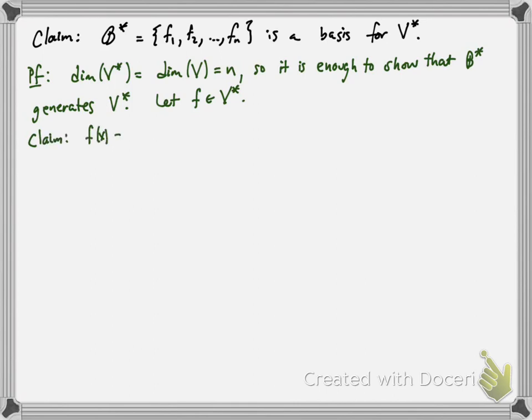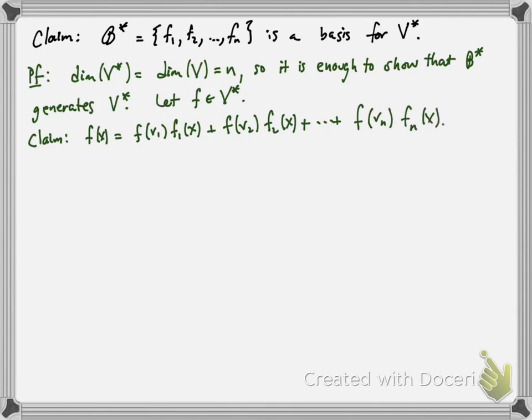Let me take a generic functional f, and I'm going to write down this expression, and I claim that f is exactly equal to it. I claim that f of x is f of v1, which is some scalar, multiplied by the functional f1, plus f of v2 times the functional f2, all the way up to f of vn multiplied by the functional fn. I claim that this linear combination of the functionals is exactly equal to f.